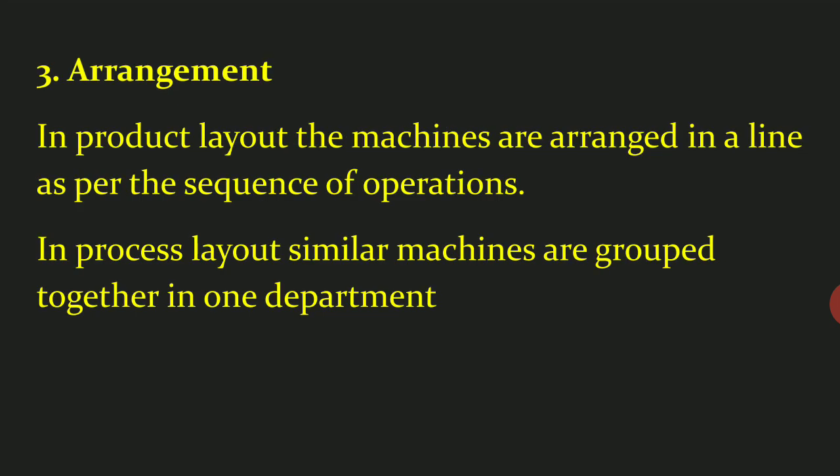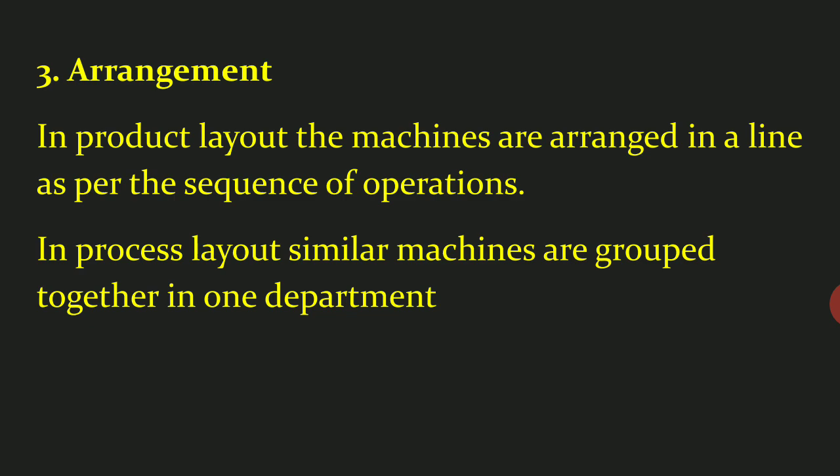In product layout, the machines are arranged in a line as per the sequence of operations. That means according to the fall of the production cycle, the machines are arranged in a proper sequence, 1, 2, 3, 4, 5, and likewise. Whereas in process layout, what happens? Similar machines are grouped together in one department. In the previous session, we have seen that many machines performing the same type of work are placed together.